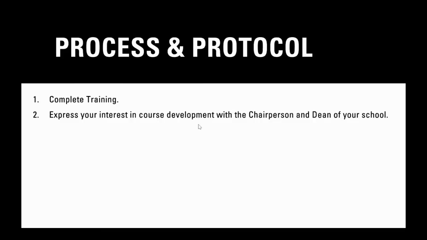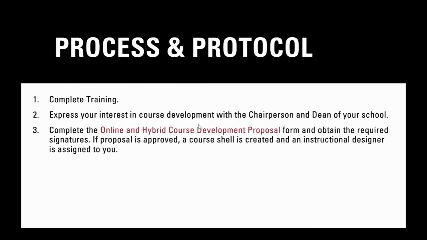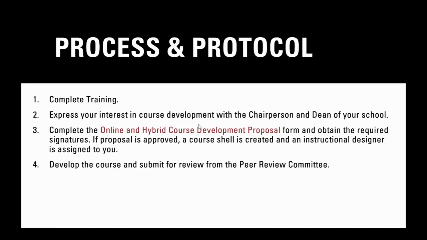So the process, the protocol here: you've got to start with the training. So Blackboard Ultra first, then online pedagogy. Once you complete that and you say, hey, I'd really like to get my course online, have a conversation with the chair and the dean of your school, because they are eventually going to have to sign off on it. Once that's done, you're going to see the online and hybrid course development proposal. I'll show you what it looks like in its current state. And there's a ton of different signatures that you need for that. So I'll walk you through that as well.